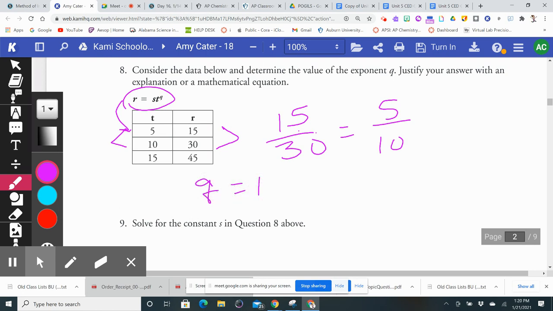So if Q is 1, what is S? 3. Exactly. And again, I'm not going to put it up here. Y'all are going to need to give me a mathematical explanation for why that works. So you're just going to need to work that out. You can't just put Q as 1 and S as 3.